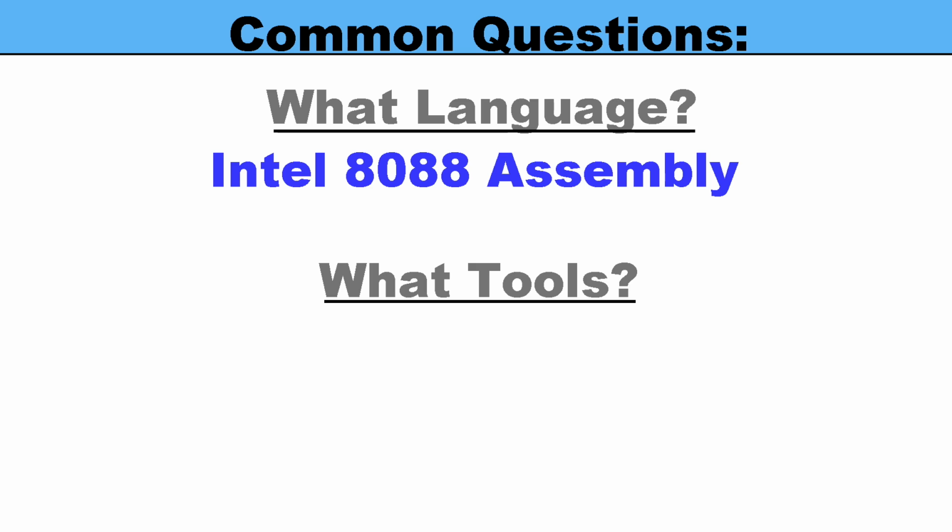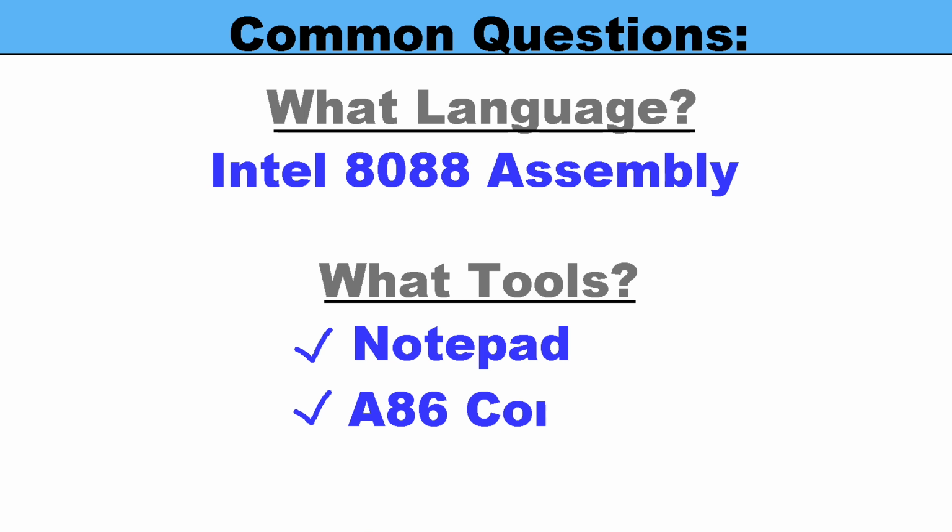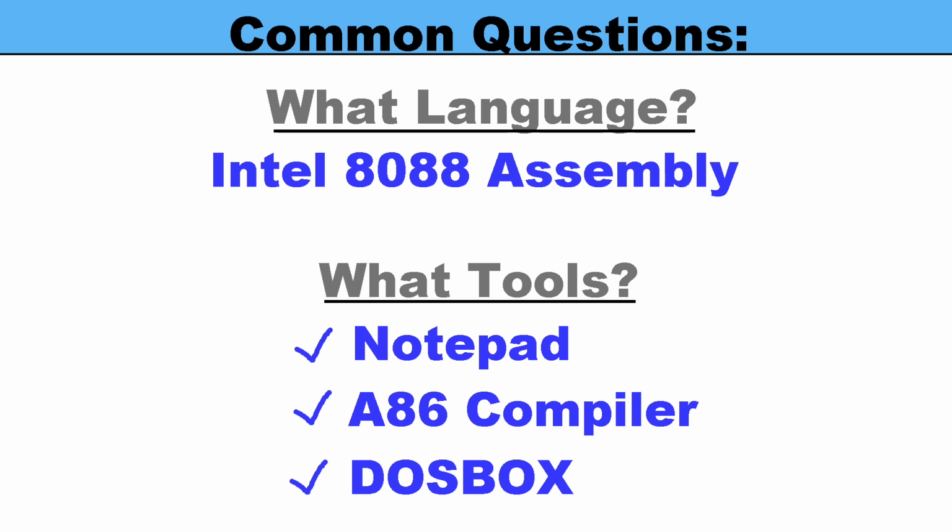And as far as tools go, I'm really only using three tools. One is Notepad, which I write the source code in, and then I use a compiler called A86 to compile the code into machine language. So that's my second tool. And the third tool is DOSBox, which I use for most of the testing. Of course, I've had to write some of my own tools, which I'll talk about later.